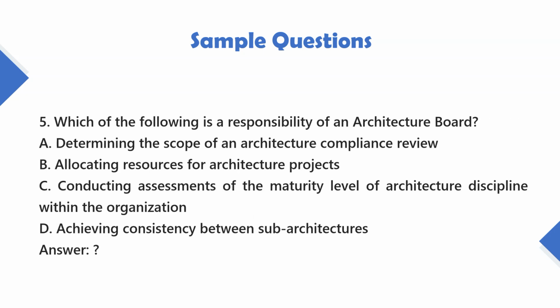5. Which of the following is a responsibility of an architecture board? A. Determining the scope of an architecture compliance review. B. Allocating resources for architecture projects. C. Conducting assessments of the maturity level of architecture discipline within the organization. D. Achieving consistency between sub-architectures.